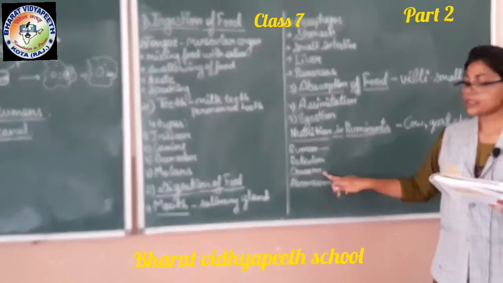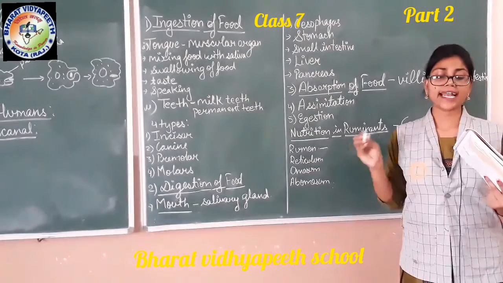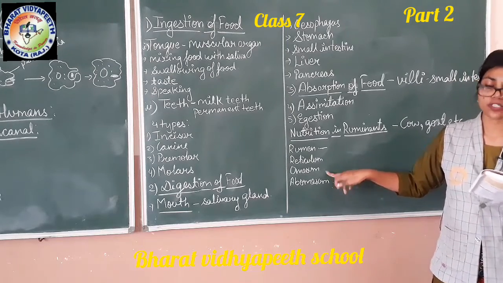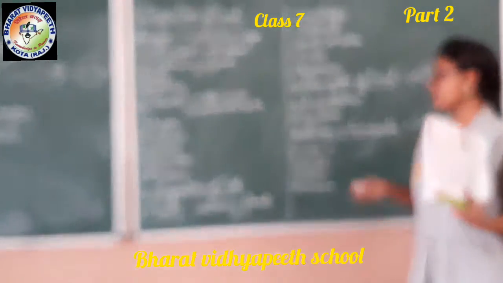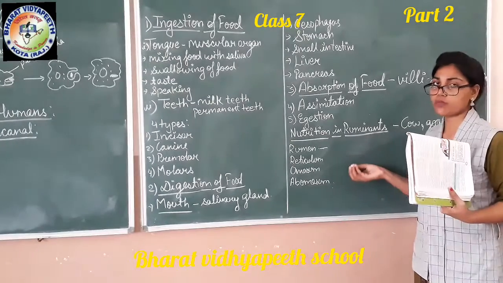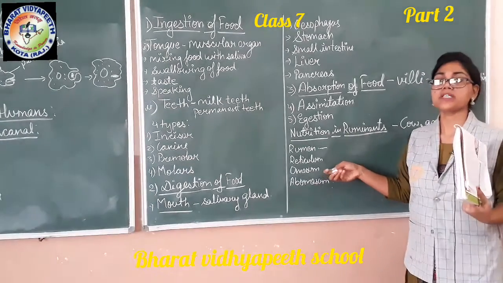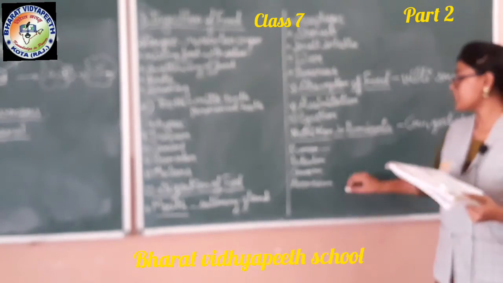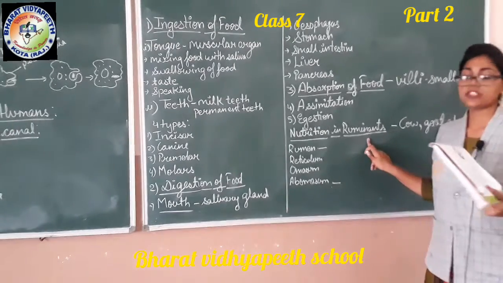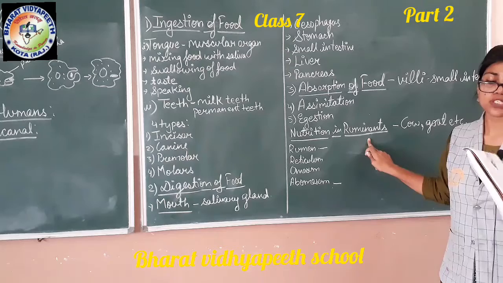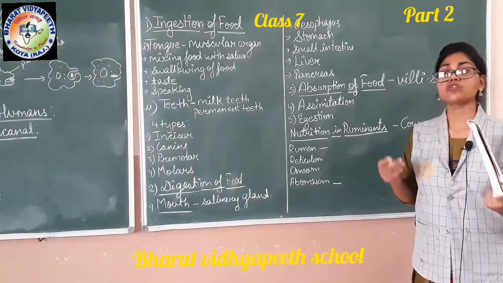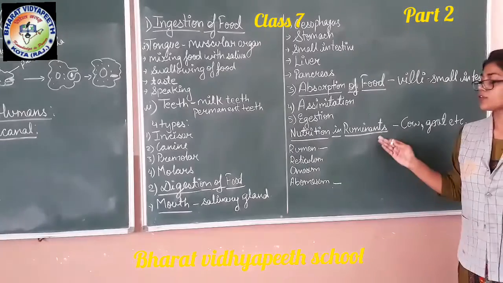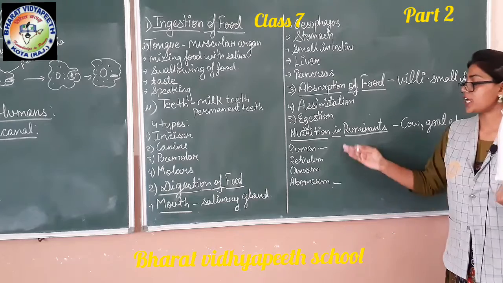After that, the omasum is the smallest chamber. What is the function of the omasum? It does the absorption process. It absorbs water from the grass the animal has eaten. Then the next is the abomasum. The abomasum is the true stomach. It is the main stomach part of ruminant animals, which secretes digestive and gastric juice which helps the food to get digested in the stomach. By this process, including these parts, ruminants perform their nutrition.